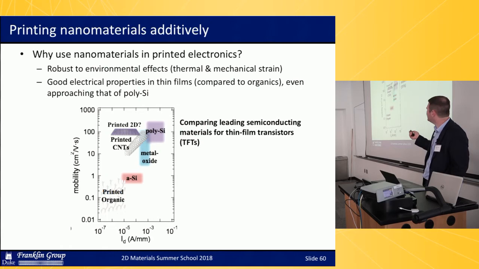Printed 2D, it's a real question mark. So I threw them up there just to be optimistic. But there's very little that we know about them, and they don't form these nice, beautiful, thin layers like nanotubes will because they're bigger and clunkier. So you're not going to just form into a nice 2D film.